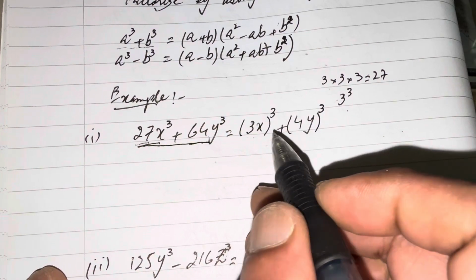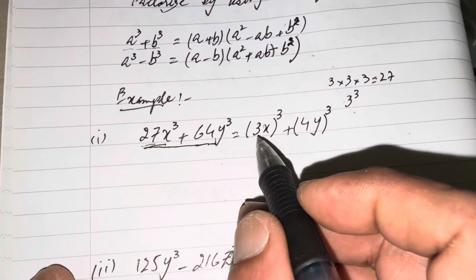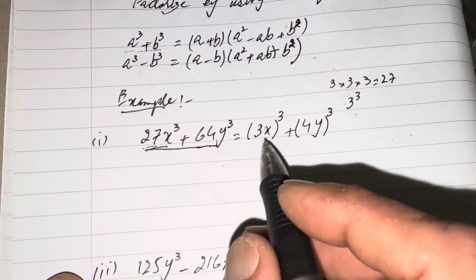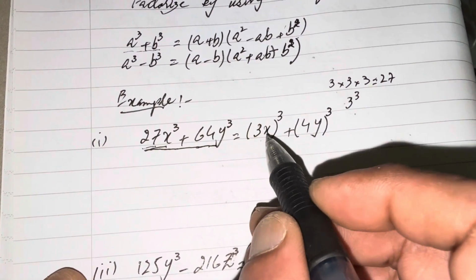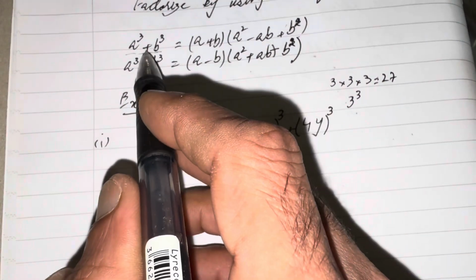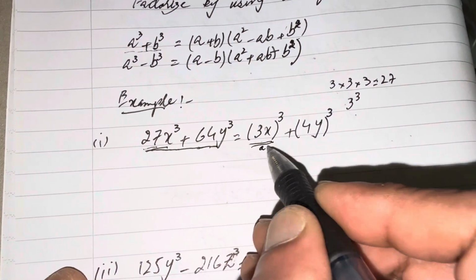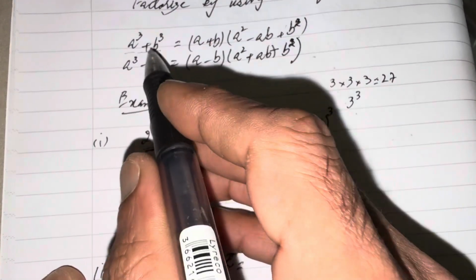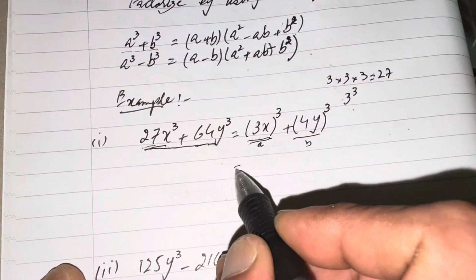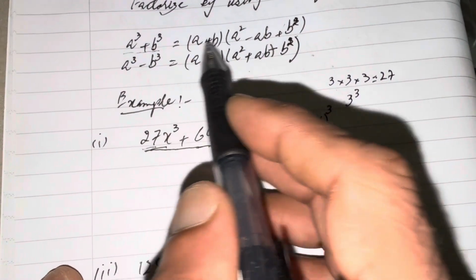Why in this form? Because we are going to use the formula to factorize this thing. So now if you can see, according to this formula, you can say this is A and this is B. So what we're going to do in our next step is apply the formula like that.